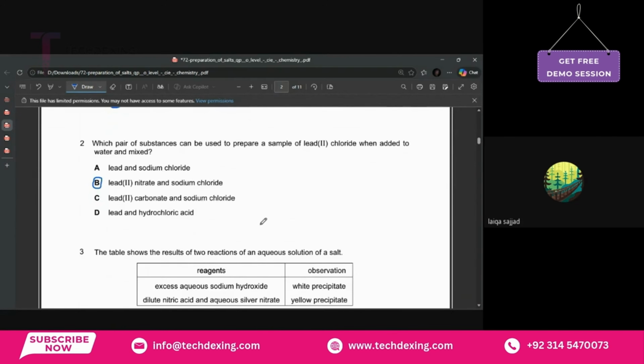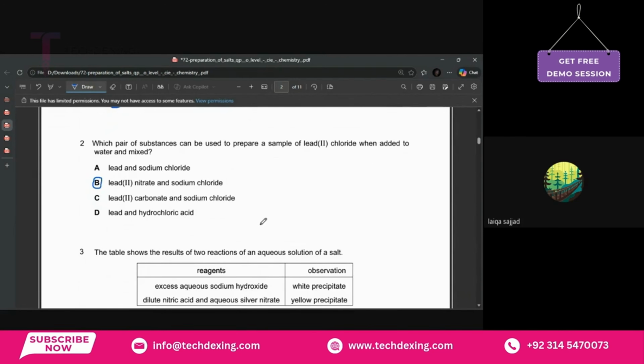And what about option D? Lead and hydrochloric acid. Because lead is a low reactivity metal, so it will react very slowly with hydrochloric acid. The reason is the same that we discussed before. Lead reacts very slowly because a coating of insoluble lead chloride will form on the metal and stop the reaction. So option B is the correct option.